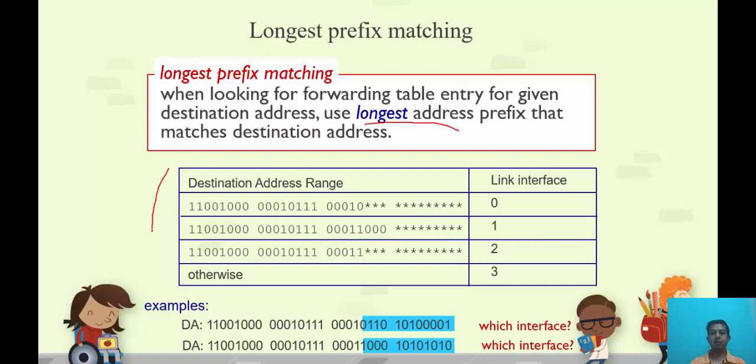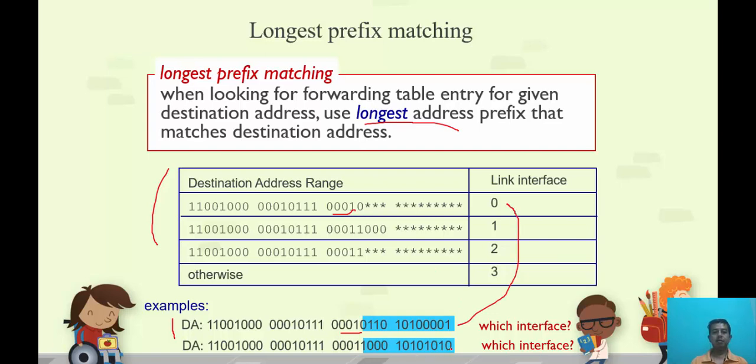Given this table and given these two examples, you should be able to tell which interface this destination address matches to. If I have this destination address, the first one should be clear. This is 00010000010. So the first one is for link interface 0.